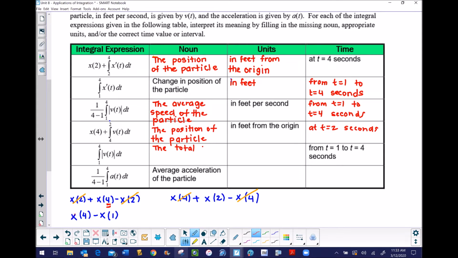So we can say that the total distance the particle traveled.